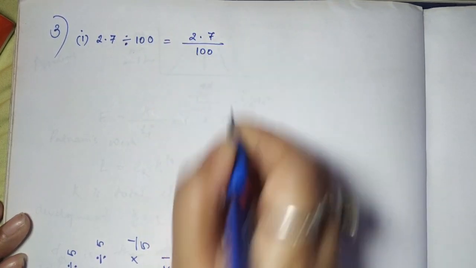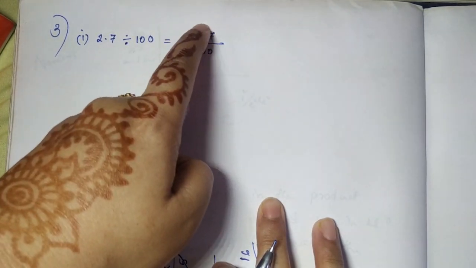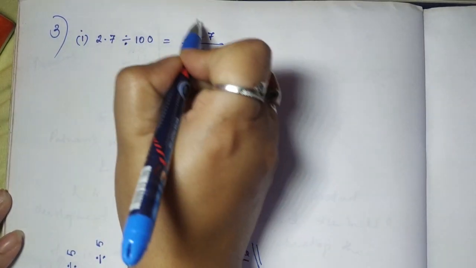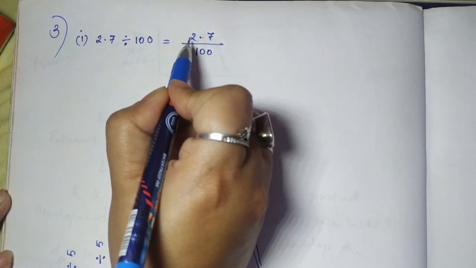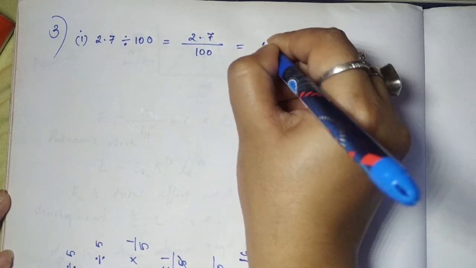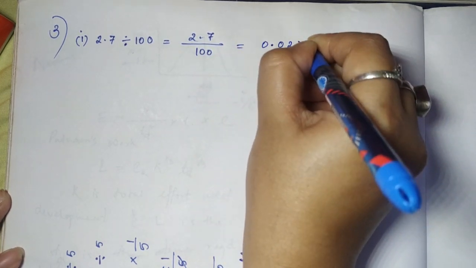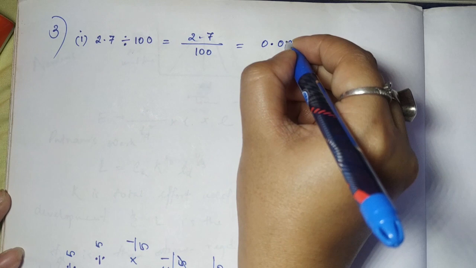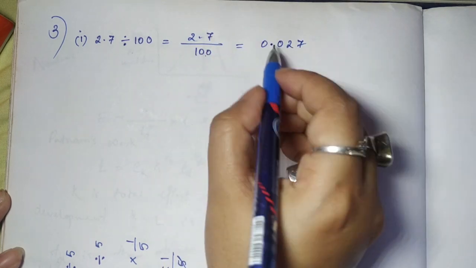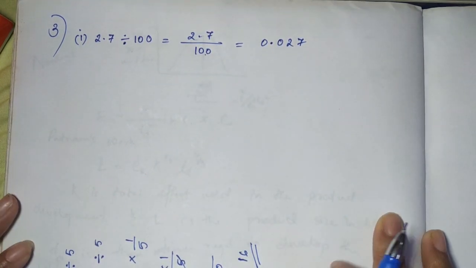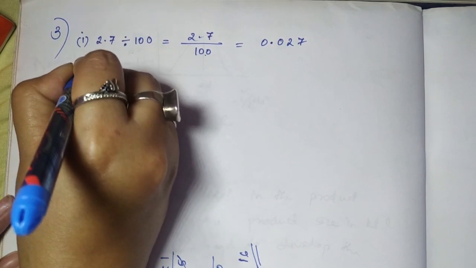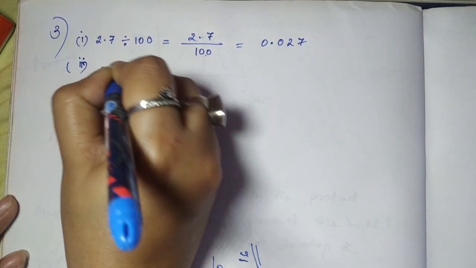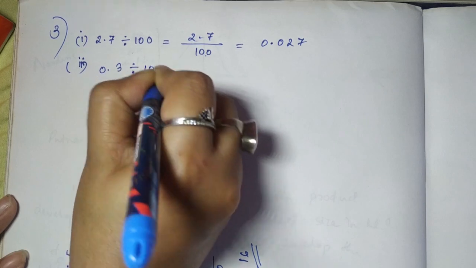So 2.7 divided by 100. Now what we will do? There are 2 zeros, so the point has to go 2 places on this side, but here is only one number here. So what do I do? 0.027. The point should be here, but there are 2 zeros. One more place is not there, so we add a 0 to this.